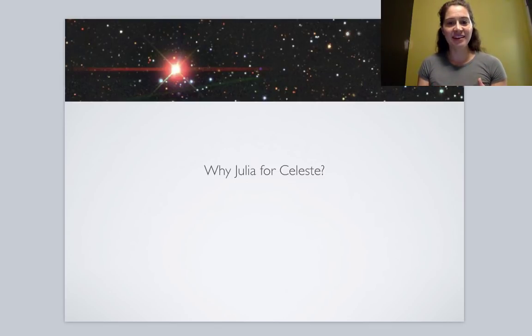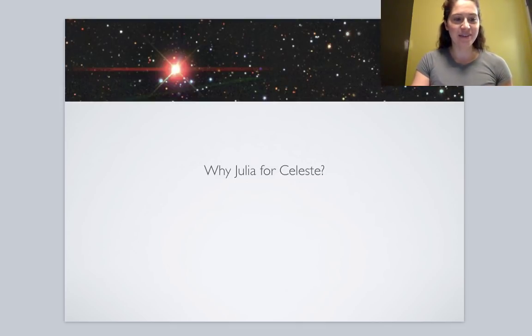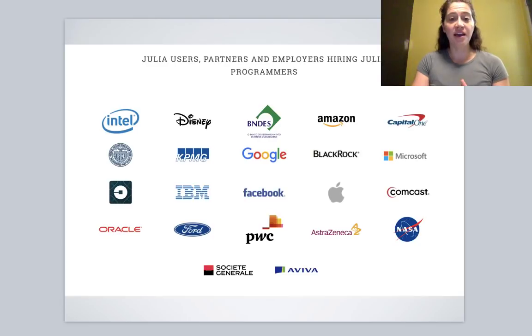But the fact that on the Celeste project, the entire team was working in Julia from the beginning meant that there was one code base, that the entire team was really able to function as a team, and they were able to iterate more rapidly. So at the end of the day, the science and the implementation of the science were really able to evolve together.